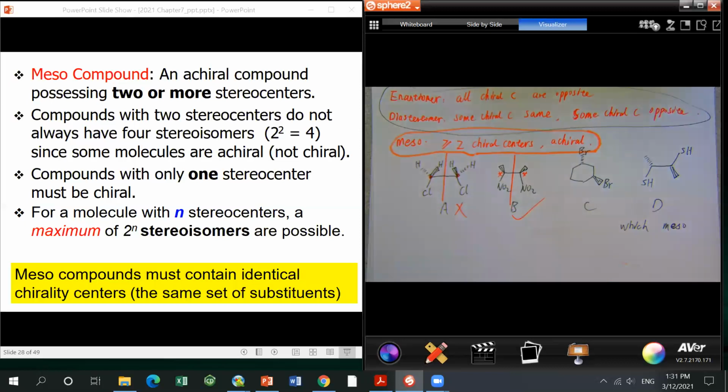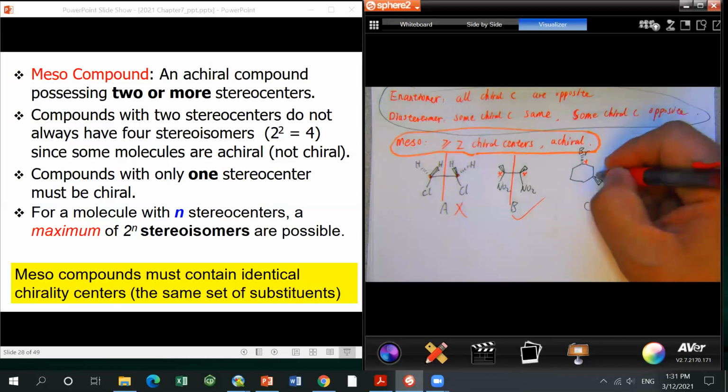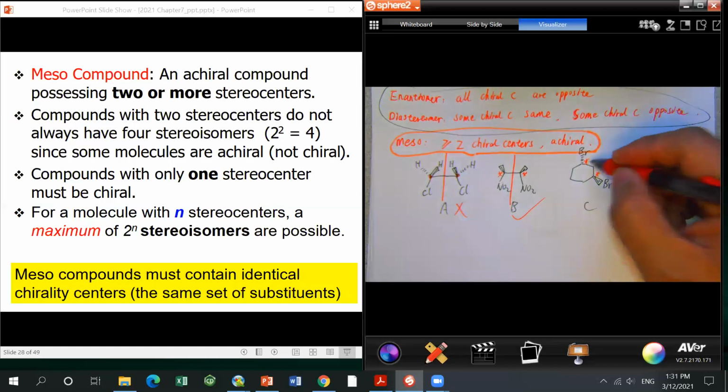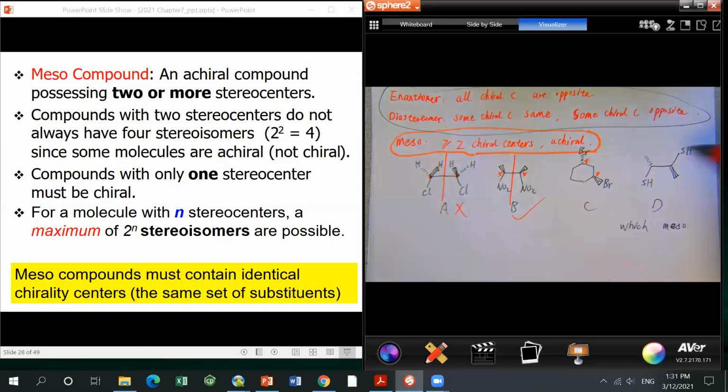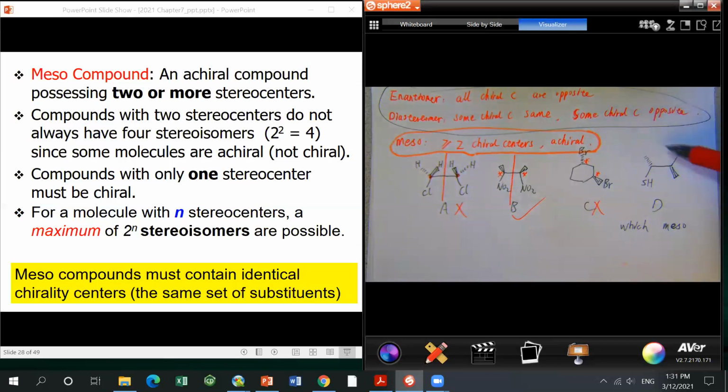For C, there are also two chiral centers, but there's no symmetry plane for this molecule. So the whole molecule is chiral. So it's chiral, so it cannot be a meso compound. Right, and then come to D.